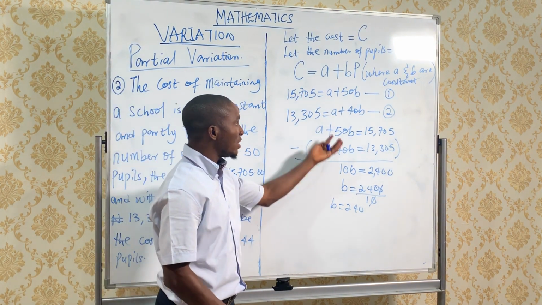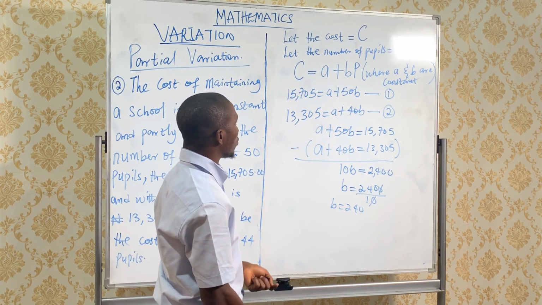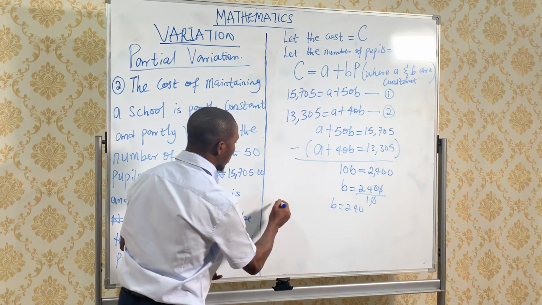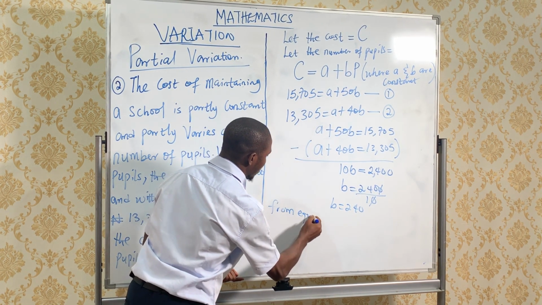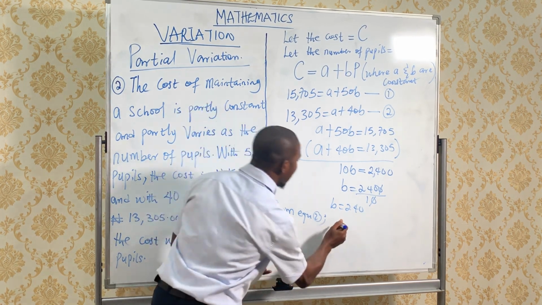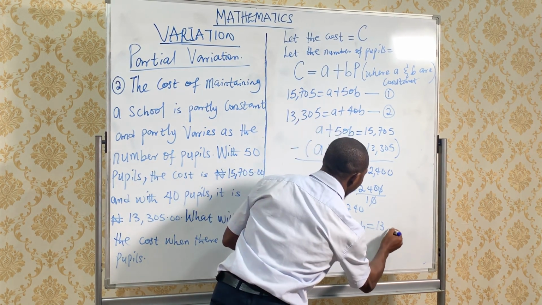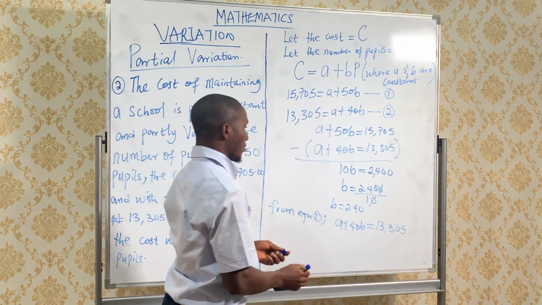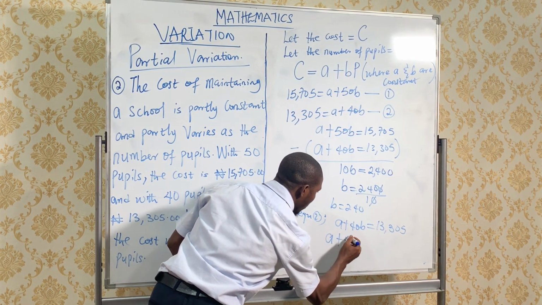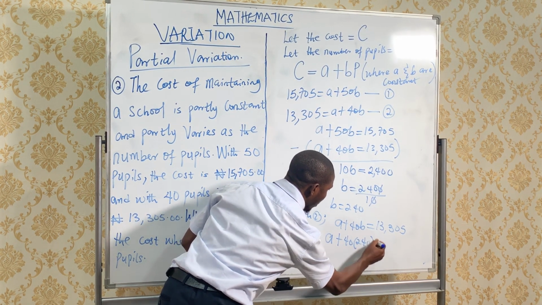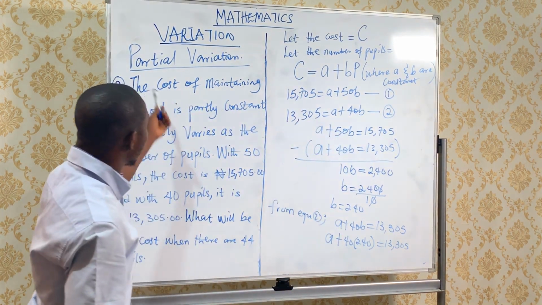So we can then substitute in any of the equations to get our A. Let's say from equation 2. Equation 2 is A plus 40B equals 13,305. Now, B is 240, so we can substitute 240 here. A plus 40 into bracket 240 equals 13,305. So we can continue on the other side of the board.